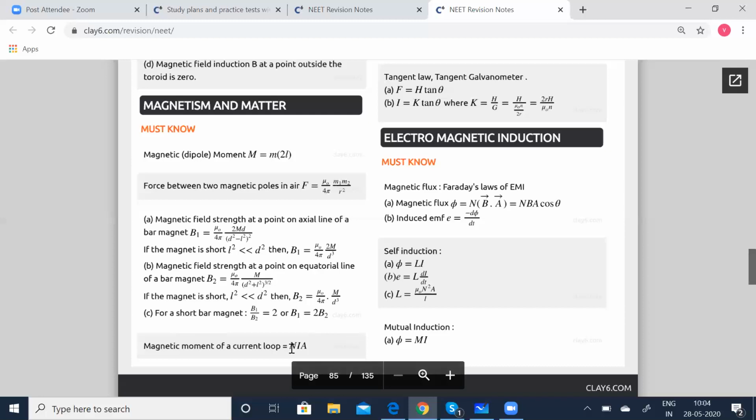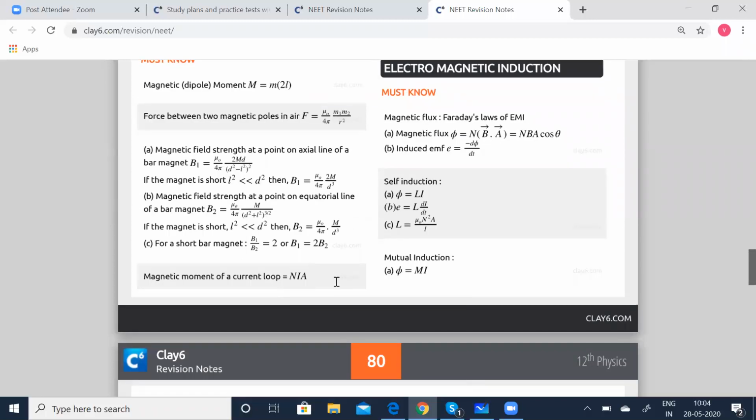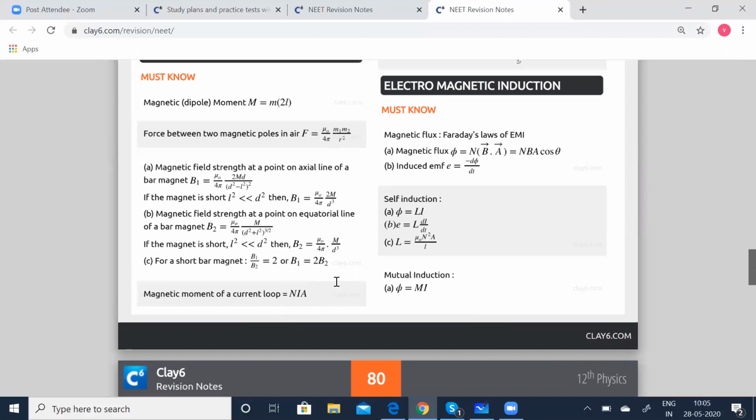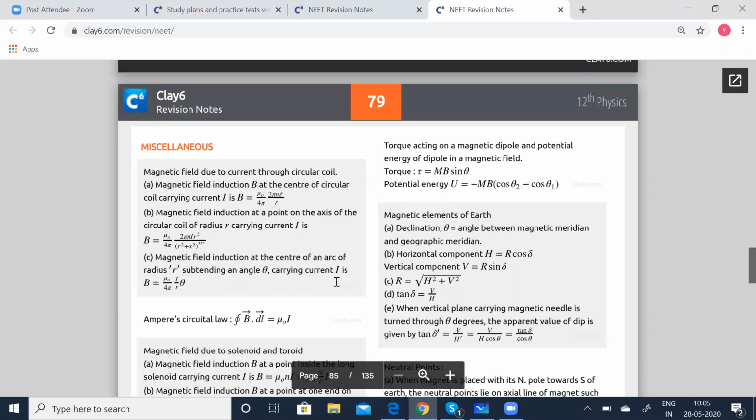Magnetic moment of a current loop. In the case of a current loop, it is NIA, where N stands for the number of turns, I is the current, and A is the area.